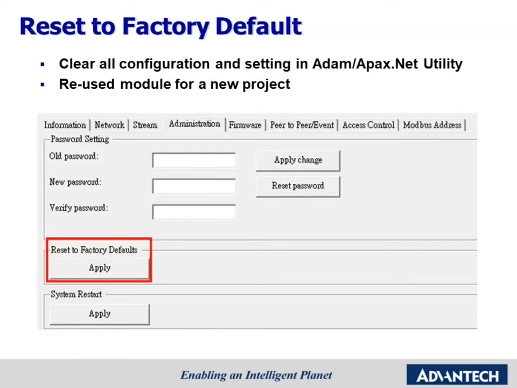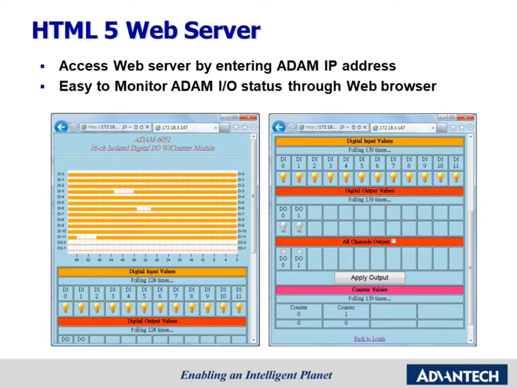Next is the Reset to Factory Default function. Users can clear all configuration and settings by using the ADAM.NET utility. It's convenient for users to reuse a module for a new project. For the ADAM-6000 CE or higher version and ADAM-6200, there is a built-in web server based on HTML5 that can be accessed by using a standard web browser. By entering the IP of the ADAM module, you can see the I/O status through the browser. Remember, you have to log in to the web server with the username and password.